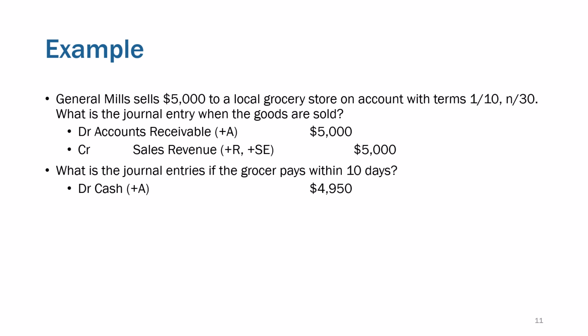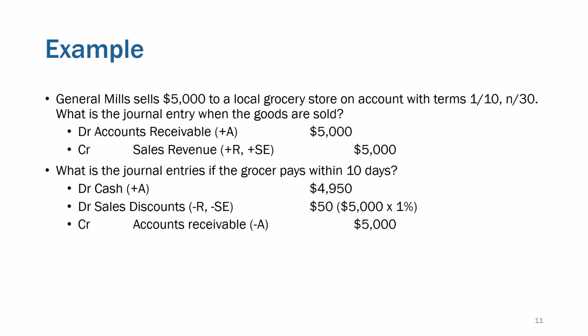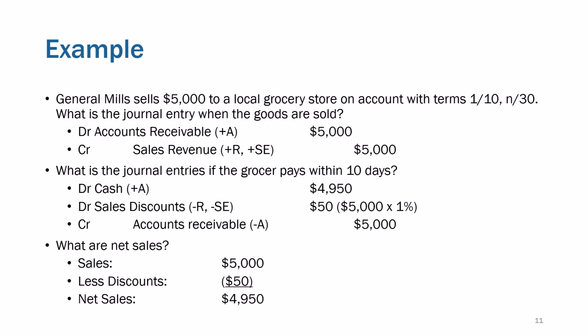So what is the journal entry if the grocer pays within 10 days? Well, then they get a discount. They get a 1% discount on the $5,000, which is $50. So they would only pay $4,950. General Mills would record a contra revenue sales discount for $50, and then their entire accounts receivable of $5,000 would be gone. Net sales would be the $5,000 minus the $50, which is $4,950.